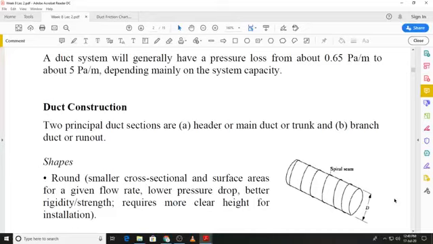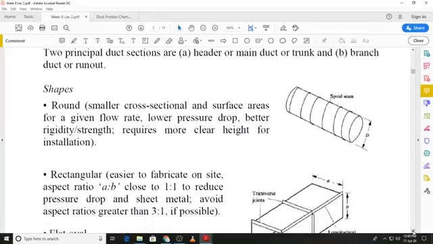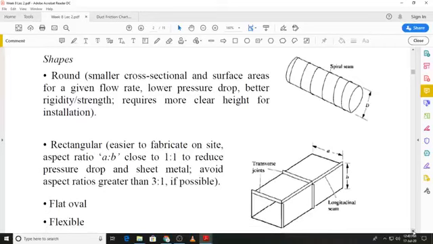The shape of the ducts that are used, there are three principal shapes, of which two are the most commonly used, that is round and rectangular. The round ducts in general have certain advantages over rectangular ducts. That is, for a given pressure drop you will have a smaller cross-sectional area and a surface area for a round duct, and it has better rigidity and strength, but at the same time it requires more clear height for installation.